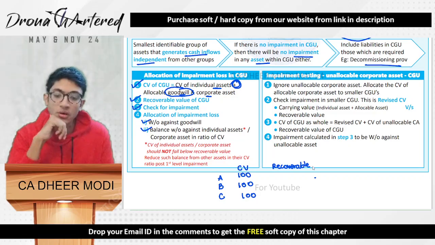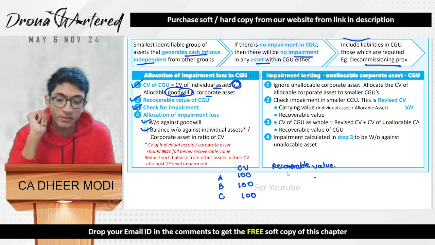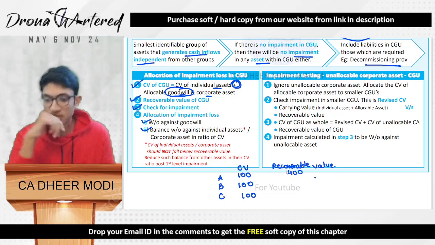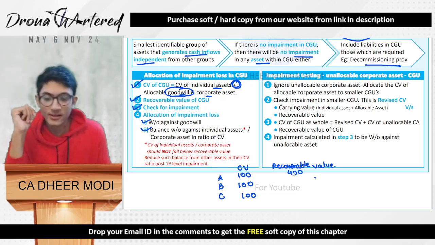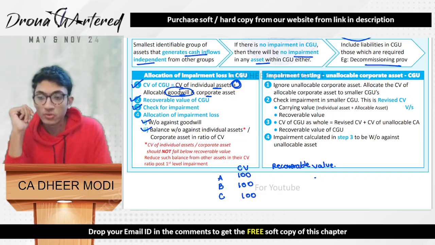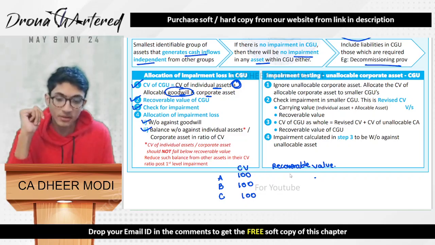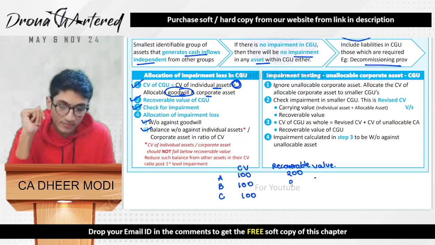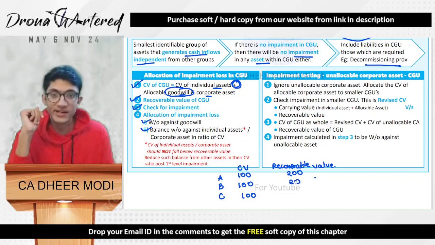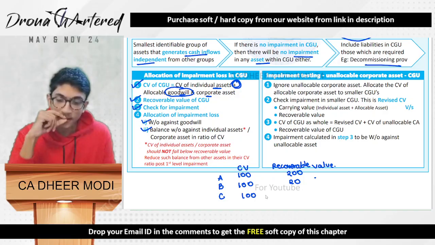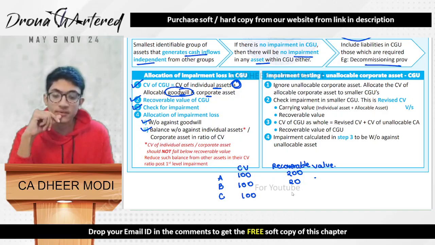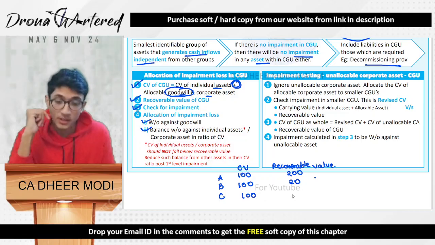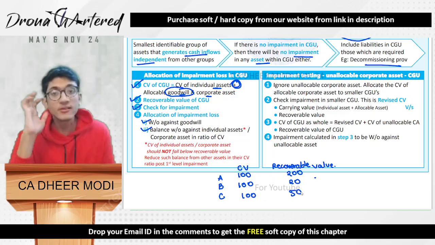The recoverable value of A is 400. No, we'll have to make the recoverable value a little lower. Okay, so over here the recoverable value is 200, the recoverable value of this is 20, and the recoverable value of this is 20. Okay, the recoverable value of this last one is 50.